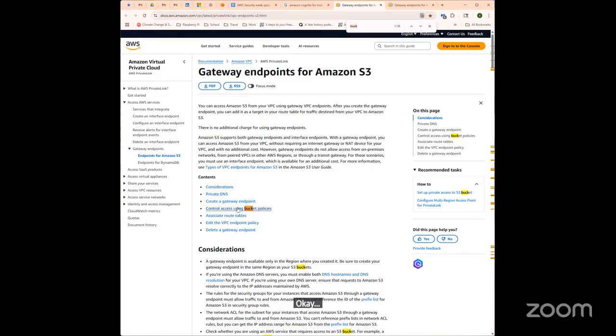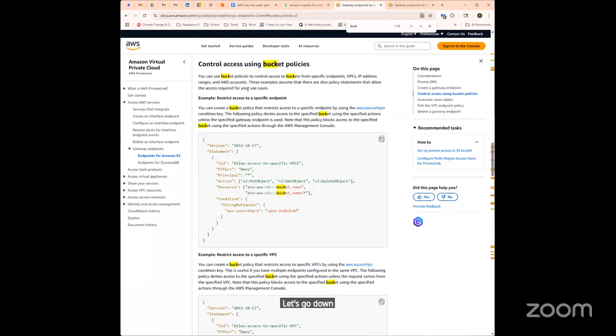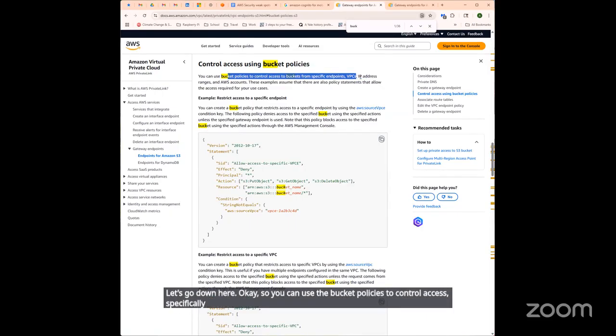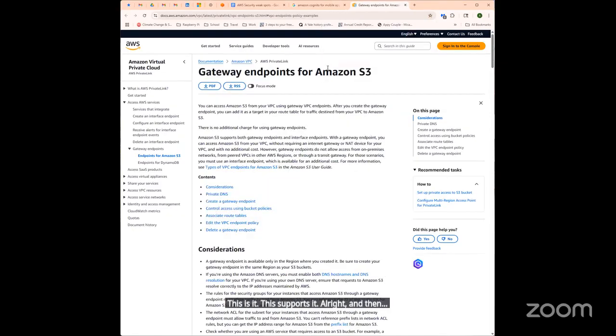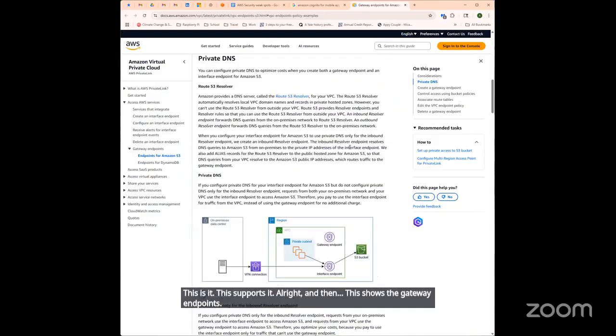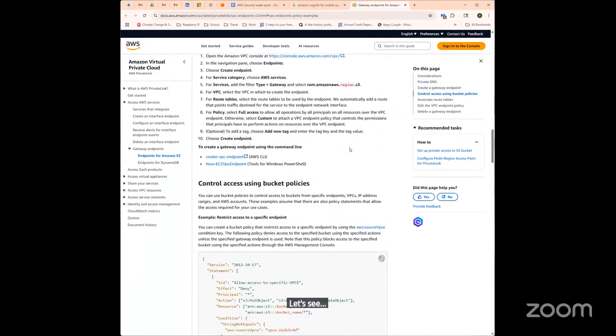Control access, let's go in here. Okay, so you can use bucket policies to control access specifically from specific endpoints, VPCs, IP addresses, and AWS accounts. This example shows the policy statements that allow the access. This is it. This supports it. All right, and then this shows the gateway endpoints. Let's see, it says private DNS. Let's go back up.